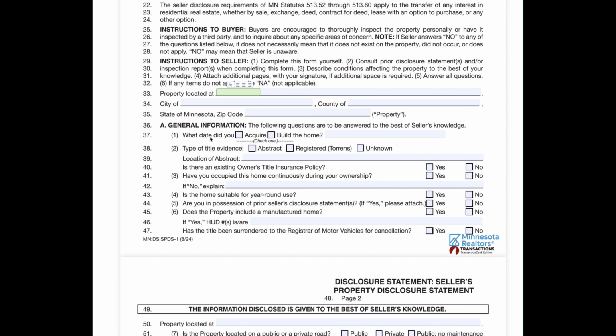Have you occupied this home continuously during ownership? Pretty obvious there, right? Did they use it? Was it a rental property? If they say no, they could put explain, could be Airbnb.